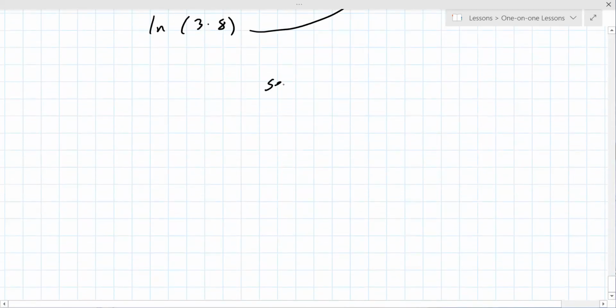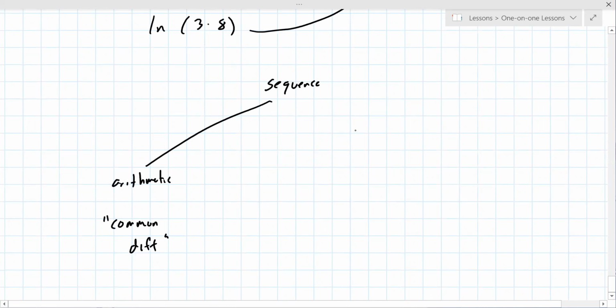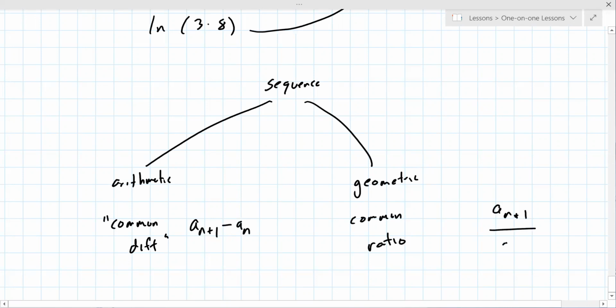You have a sequence. There are actually several different types of sequences, but let's say it's arithmetic. You're looking for a common difference. And let's say it's geometric. You're looking for a common ratio. And this is like a sub n plus 1 minus a sub n. And this one is a sub n plus 1 divided by a sub n.